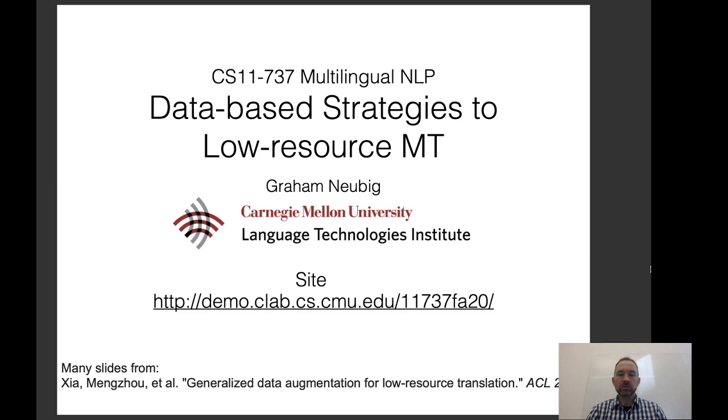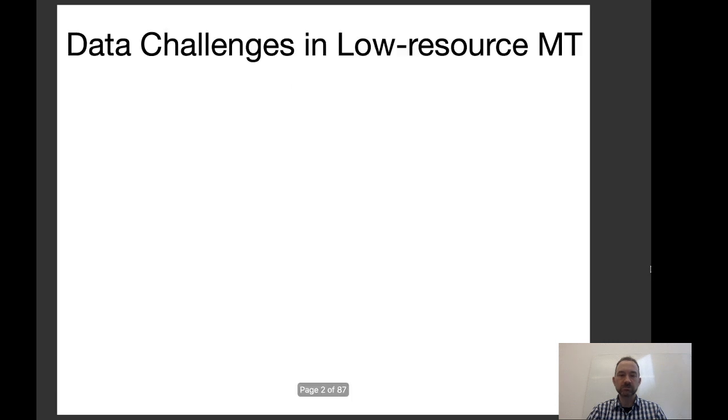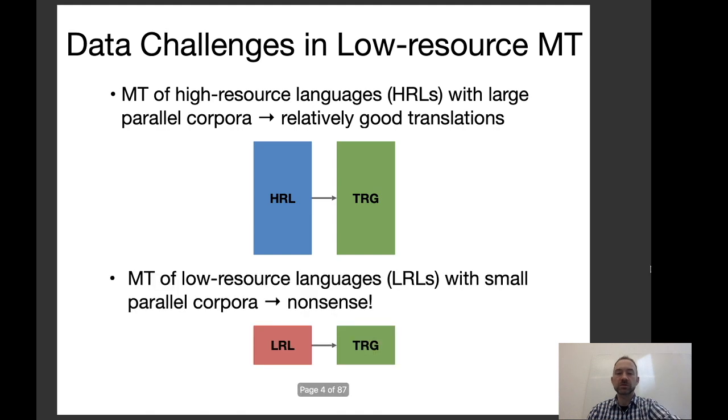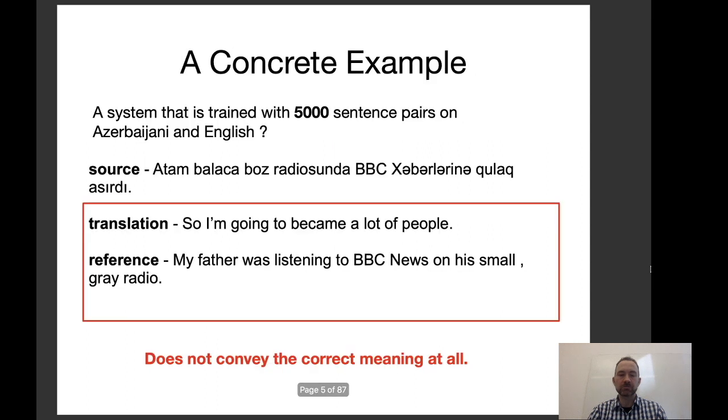Today I'm going to talk about data strategies for low resource MT, specifically strategies that we call data augmentation. In low resource machine translation, we have a number of data challenges. Machine translation of high resource languages with large parallel corpora gives us relatively good translations. However, machine translation of low-resource languages with small parallel corpora still doesn't work very well without some tricks.